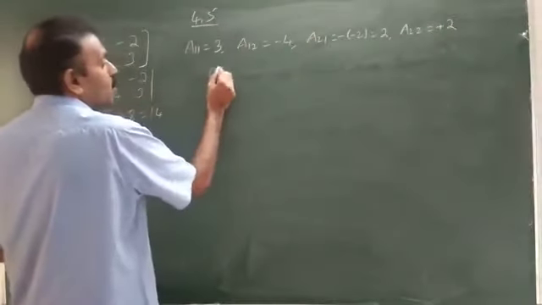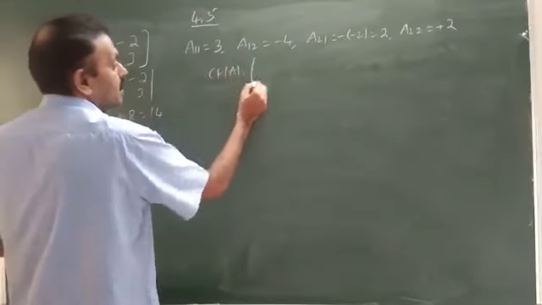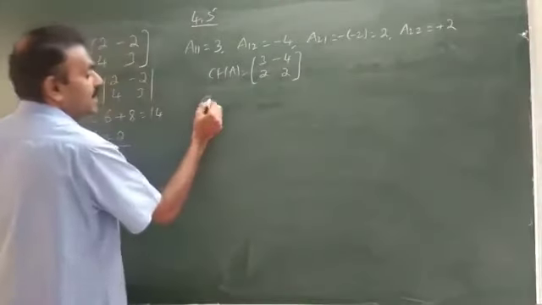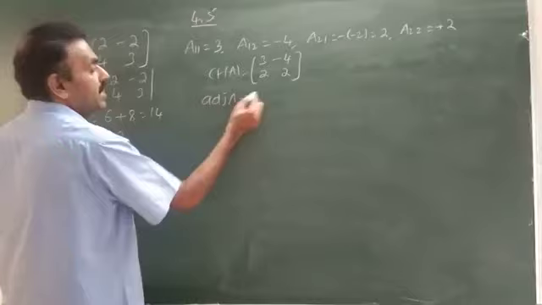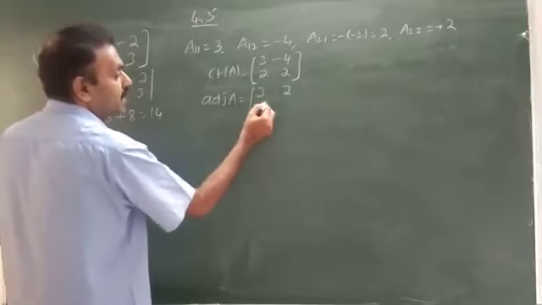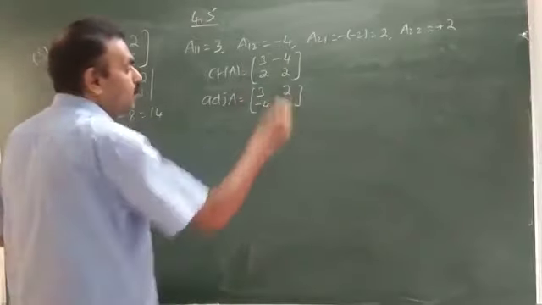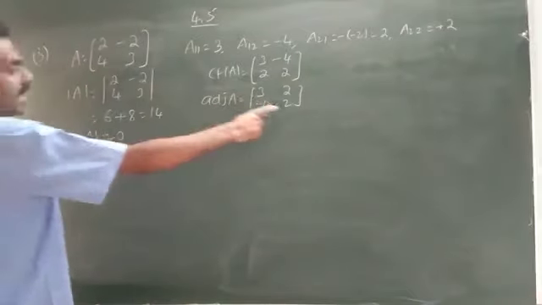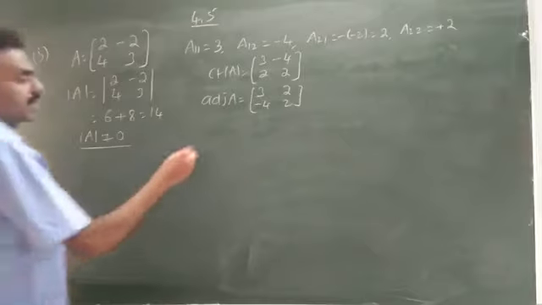So, what is the cofactor matrix? 3, minus 4, 2, 2. What is the adjoint? Adjoint is given by the transpose of the matrix of cofactors. 3, 2, minus 4, 2. Check whether it can be done directly. Interchange the diagonal elements. Change the signs of the other elements.